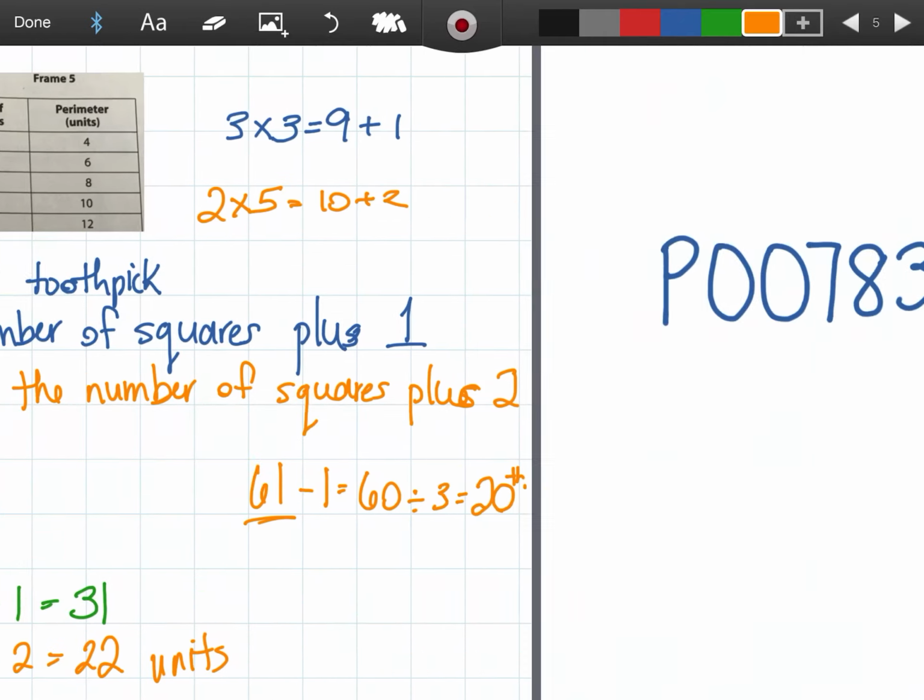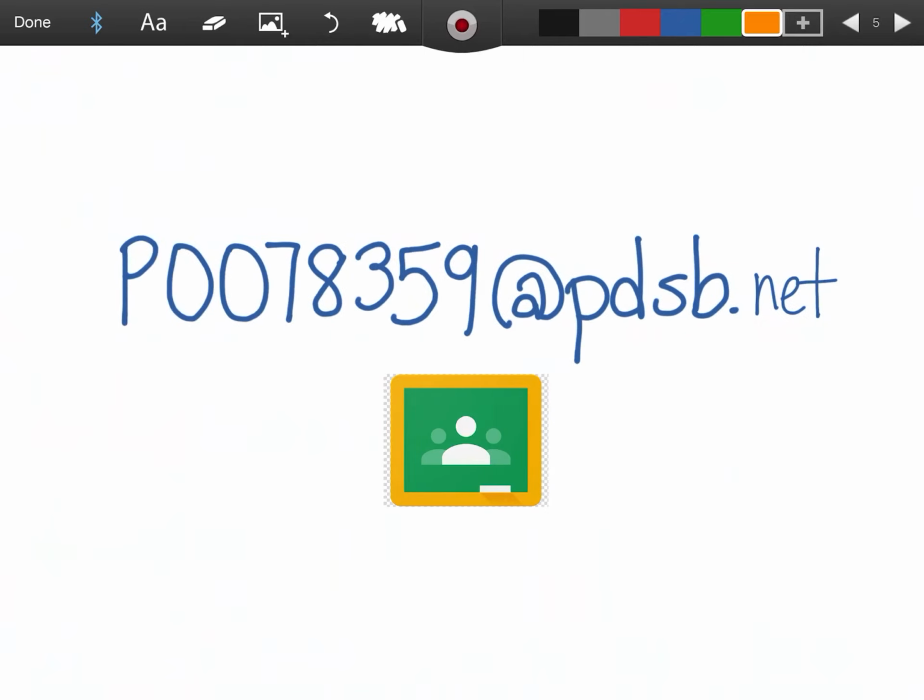But that's how these rules help us with patterns in geometry. Hopefully this helps you with your homework this week. It's asking you to make tables, make predictions, and figure out those numbers in the frame.